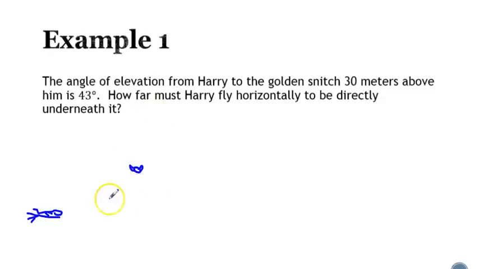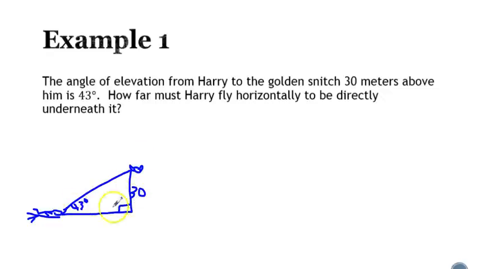Now they told us the angle of elevation from Harry to the golden snitch. That means if we draw our triangle in here, the angle inside of that triangle for him looking up at the object compared to the horizontal line is going to be the 43 degrees. Now they also say that it is 30 meters above him, so they're describing a vertical distance, which means it has to be this side of the triangle. And what they're actually asking us is how far does he have to fly horizontally? So that would be the left and right motion for him to be exactly underneath that golden snitch.